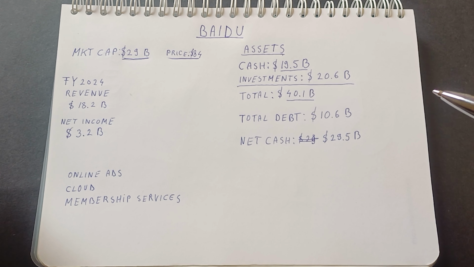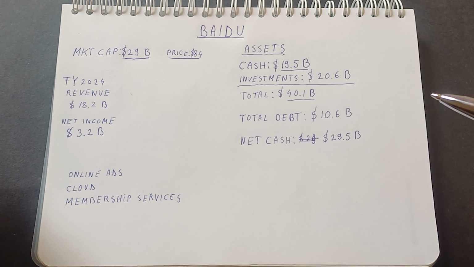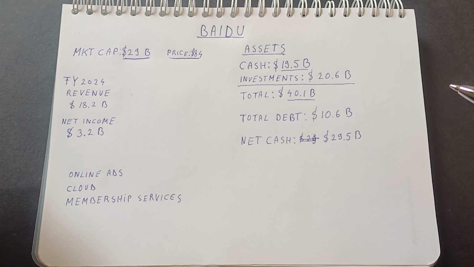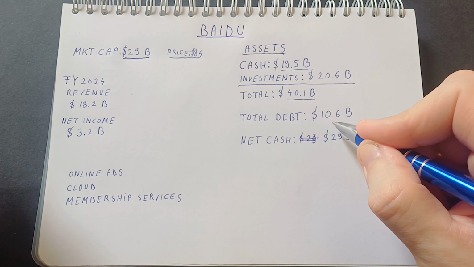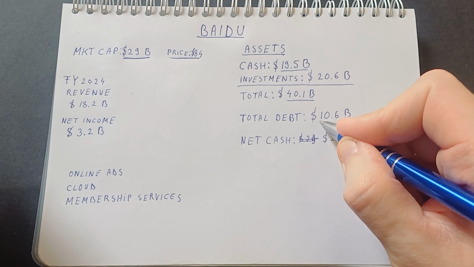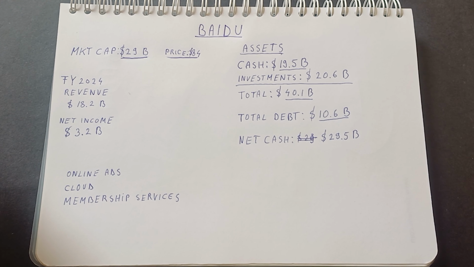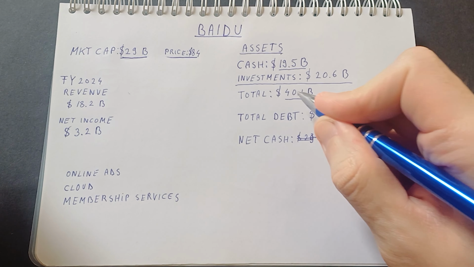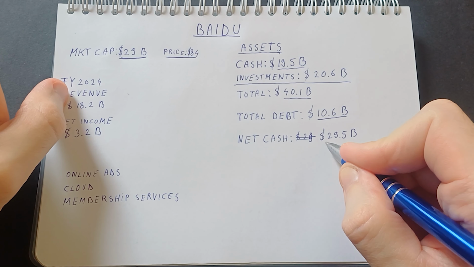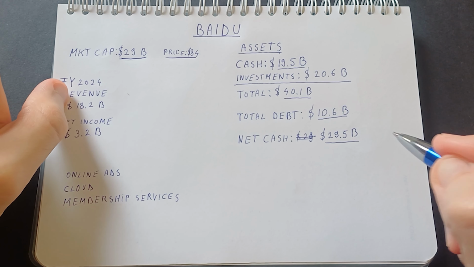Now, you also have to look at their debt, right? Because we have to be honest to assess the entire company. And if you add all their debt, it's only about $10.6 billion, you can see here. And then you subtract from the total cash the total debt, and the net cash position is around 29.5 billion.